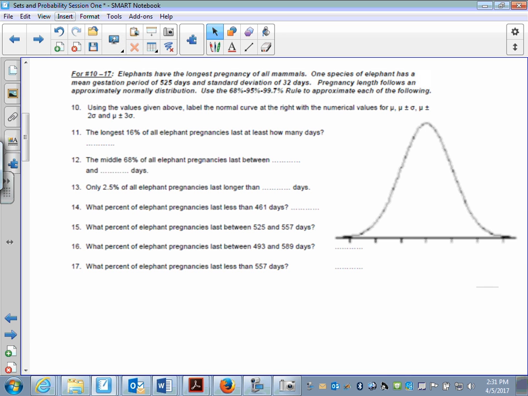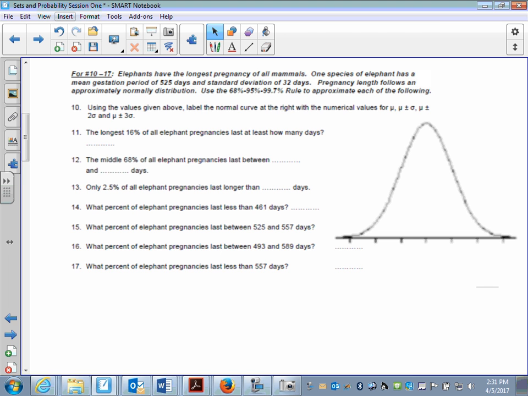Elephants have the longest pregnancy of mammals. One species of elephants has a mean gestation period of 525 days and a standard deviation of 32 days. Pregnancy lengths follow an approximately normal distribution.